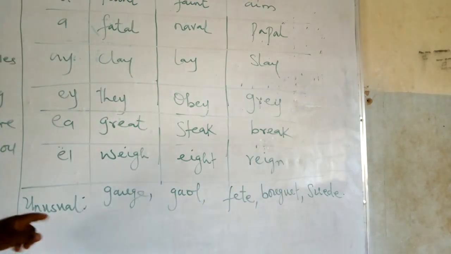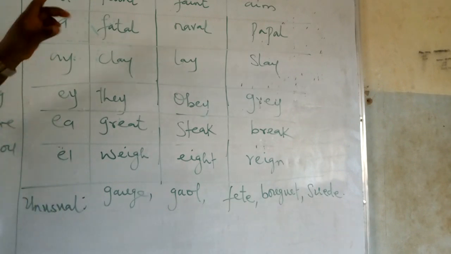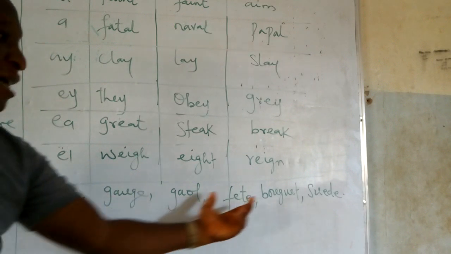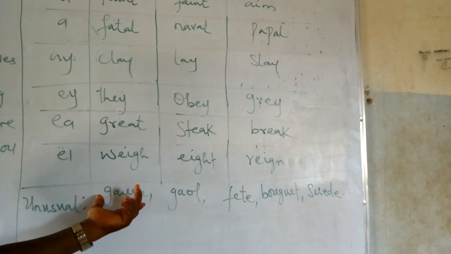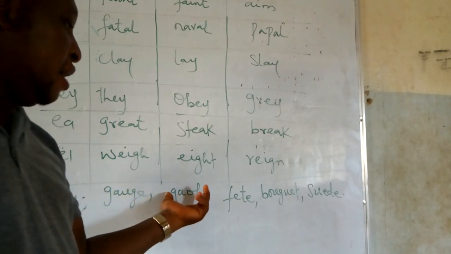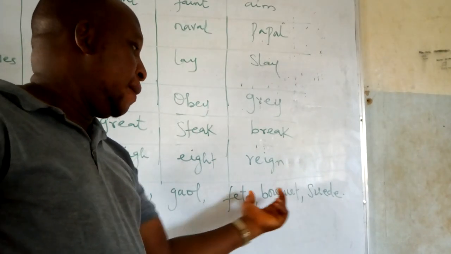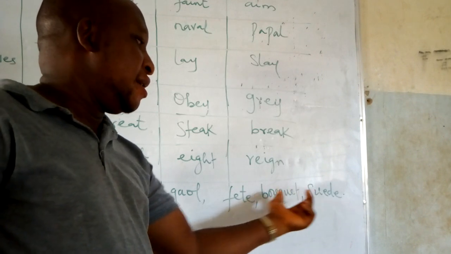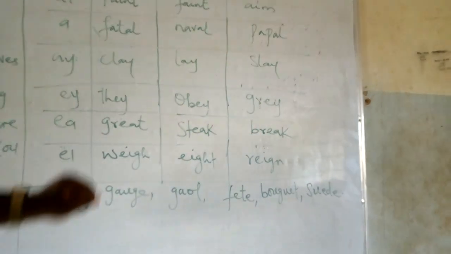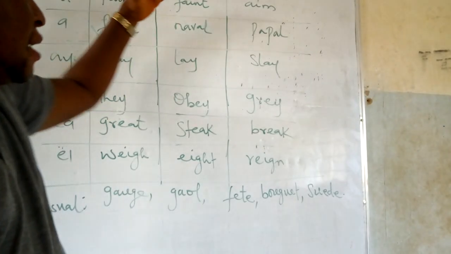So we have the unusual ones here. If you are not careful, or if you don't have the knowledge of the A sound, it will be very difficult for you to know that the sound A is present in these words. For example, we have a word like gauge, gale, fate, buckets, suede.